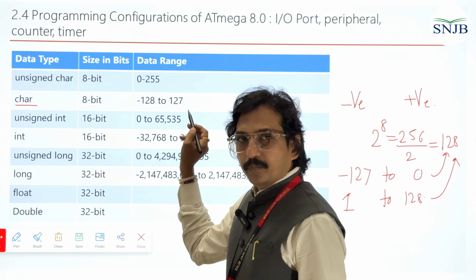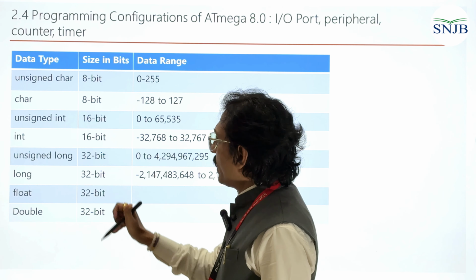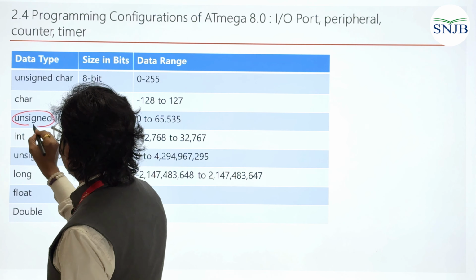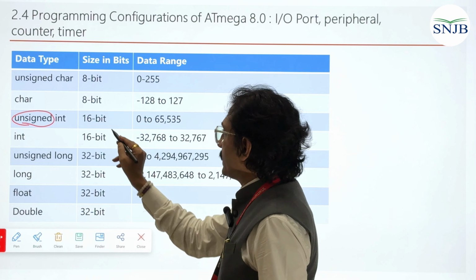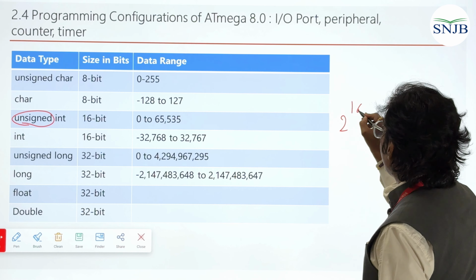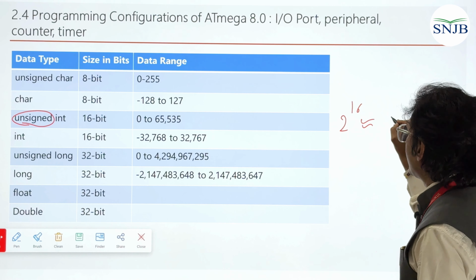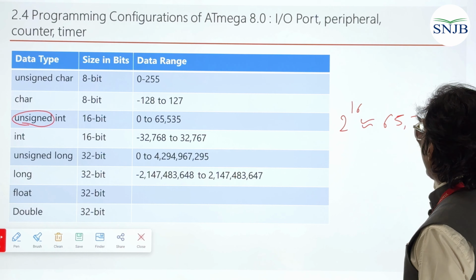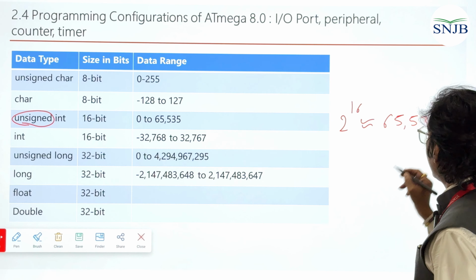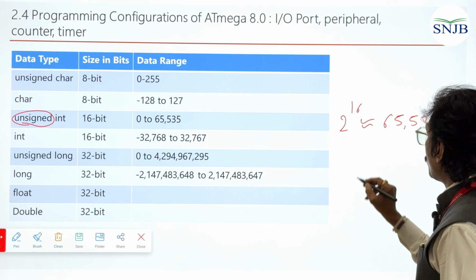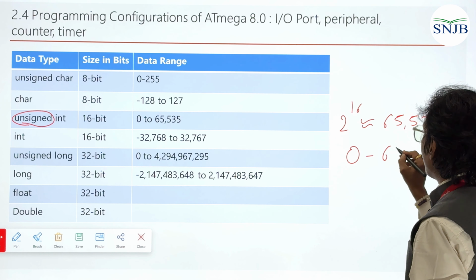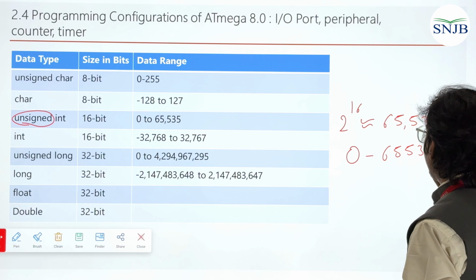So this is about character. About unsigned: unsigned means it is a positive value. Actually, it is a positive value. 16 bit, 2 raised to 16. If you calculate 2 raised to 16, it becomes 65,536. So it can range between 0 to 65,535.